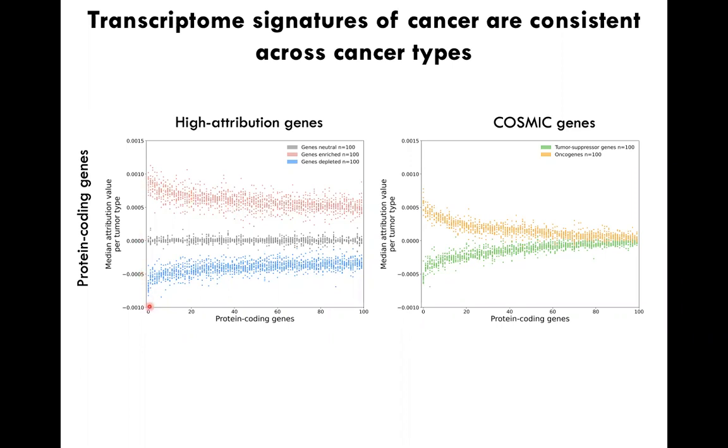And each gene is broken down into 14 data points, which correspond to the 14 cancer types that we tested. And you can see how these 14 points are tightly grouped for this gene here and how this is true for the 100 depleted genes and the 100 enriched genes. And this tells us that if a gene has a high attribution value in any cancer type, it also has a high attribution value in the 13 other cancer types that we tested. And this shows that the transcriptome signatures of cancer that we identify are consistent across cancer types. I'm only showing data for protein coding genes, but this is also true for long non-coding RNA genes, as well as splice junctions that are enriched in cancer.